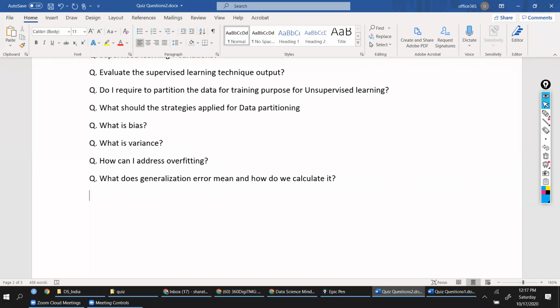Generalization error. Bias plus variance plus. What does generalization error mean?